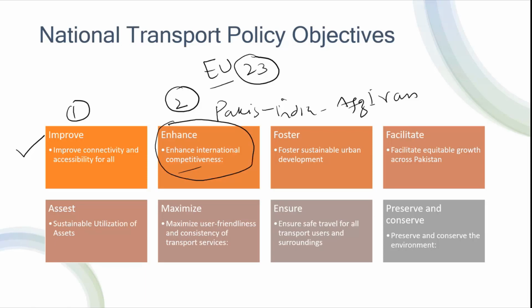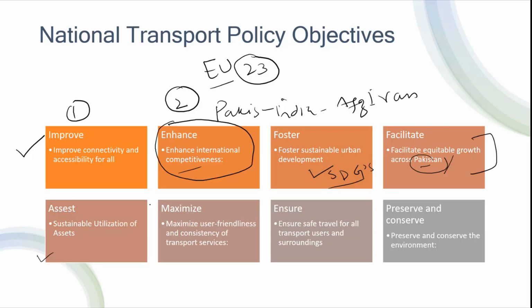So that should be part of your objective: how we can enhance international accessibility across the border. Then how we can foster sustainable and urban development, because if we move while ignoring sustainable development goals, we might pollute the environment, and a lot of environmental hazards could also be part of that. Then how we can facilitate equitable growth. This is an example according to Pakistan, but you can put your own country here as well. So how we can utilize our assets: the sustainable utilization of assets should also be part of your objective.